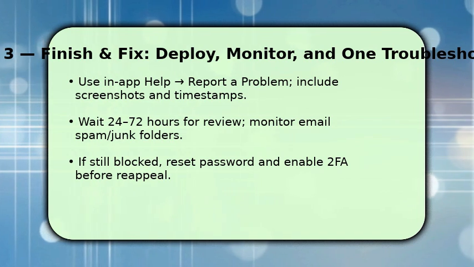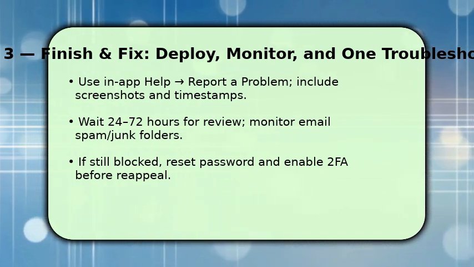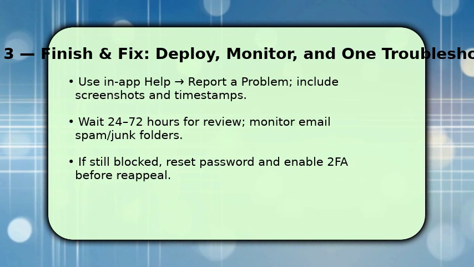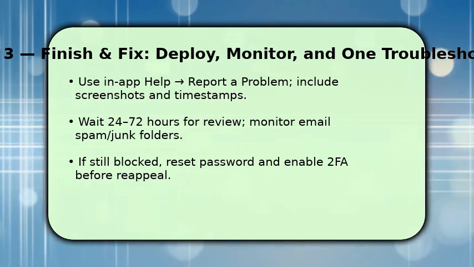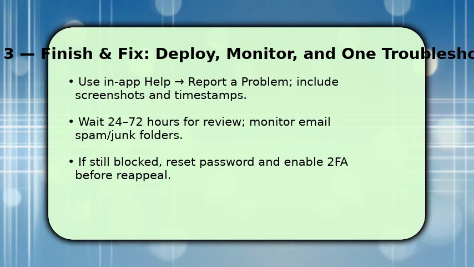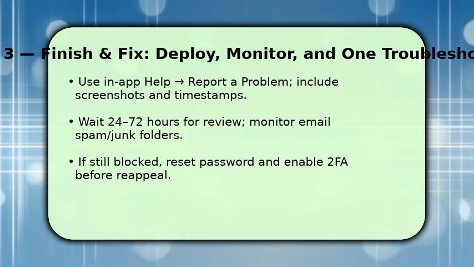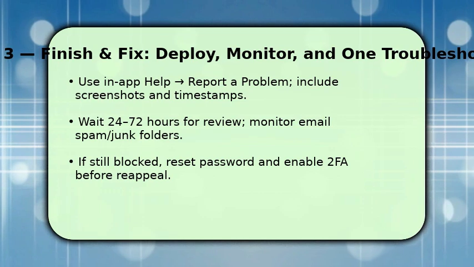If nothing changes, reset your password and enable two-factor authentication. Then refile the appeal. This demonstrates security compliance and often speeds resolution. Troubleshooting tip: if appeals stall, try a different network and device when resubmitting.